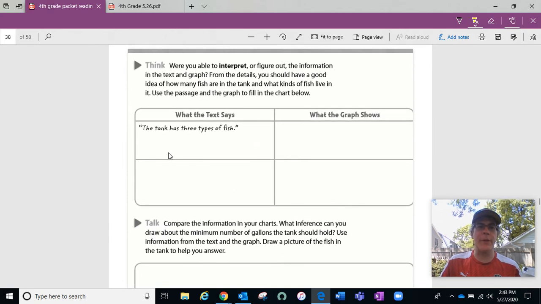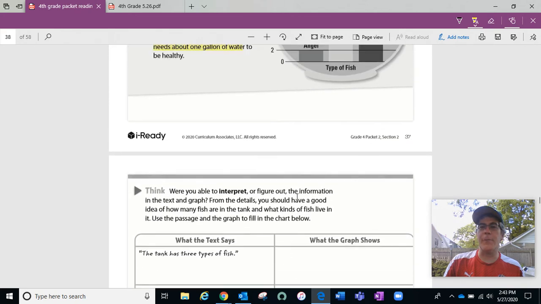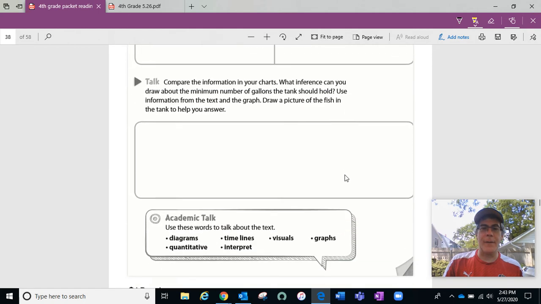So based on that information, go ahead and fill out this chart, and then you'll be able to use that information. You want to compare the information in the chart, and then what inferences can you make about the minimum number of gallons the tank should have. And then you want to draw a picture, maybe you could use this box to represent the tank, and draw a picture of the fish in the tank to help you. We know some of them are going to be bigger, some of them are going to be smaller. There are a couple ways we could do that.